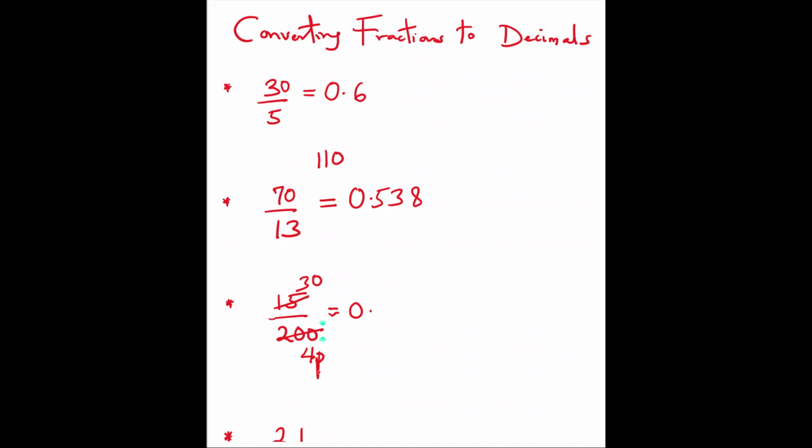So that becomes 30. 30 divided by 40, 30 is still not big enough, so that will still be 0. Okay, now we're going to put another 0. So now we have 300 divided by 40.